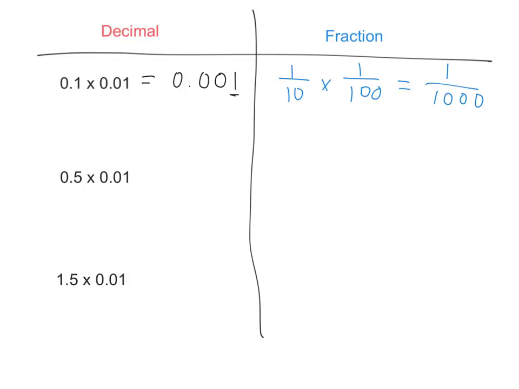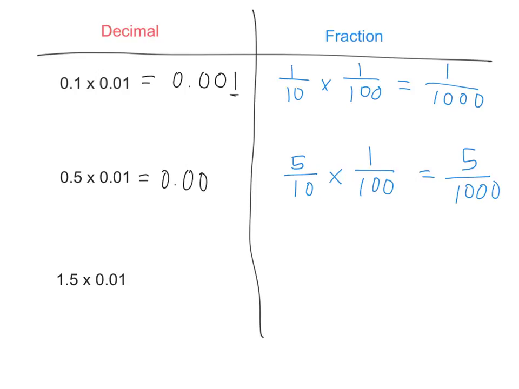Okay, let's try this next one. 5/10 times 1/100th. What do I have in my numerator? 5. What do I have in my denominator? 10 times 100, which is 1,000. So my answer is 5/1000ths. Can I write that as a decimal? How do I write that as a decimal? 0.005. Very good.